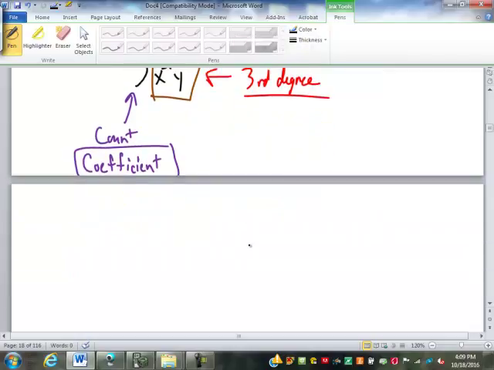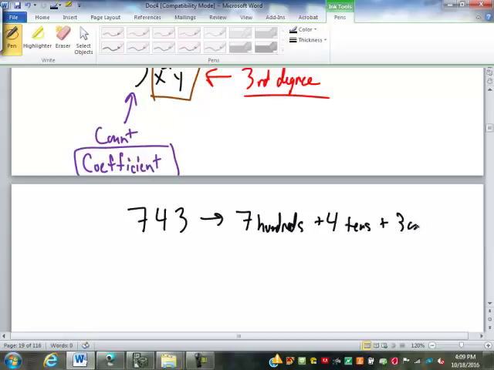When we write these, we've talked about this a little bit before. Just like when we write any number, if I were to write 743, we talked about the full form of that number. This is 7 hundreds plus 4 tens plus 3 ones.